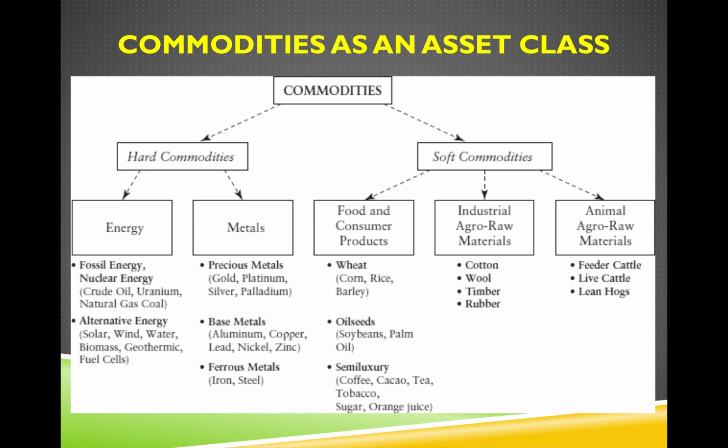But you also have other types of commodities: precious metals, platinum, silver, and the like, aluminum, copper, iron, and steel. You also have food and consumer products: corn, rice, coffee, tobacco, sugar, orange juice, and you also have cotton, wool, timber, and rubber, and also cattle, feeder cattle, live cattle, and lean hogs. So those are just an example of the types of commodities that are out there.